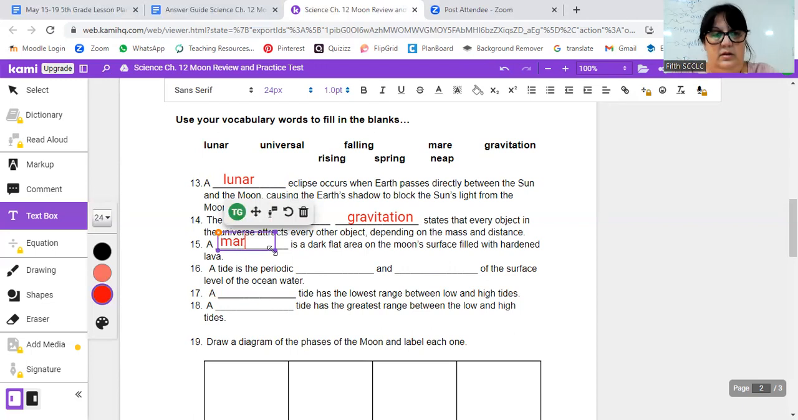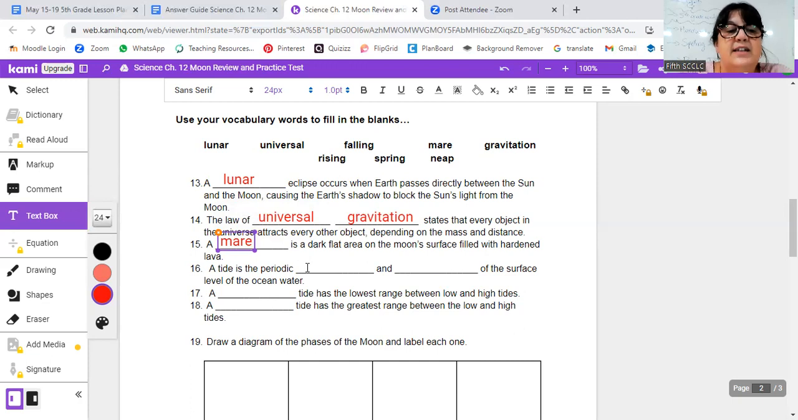Okay, mare. In Italian, mare is how you would pronounce it, and mare means sea. So you can think of a dark space like the dark sea. A mare is a dark flat area on the moon's surface. Now the moon doesn't have any liquid on it, but if it was a big dark spot, it might look like an ocean in the middle of the night. So you could think of the mare as the Italian word for ocean.